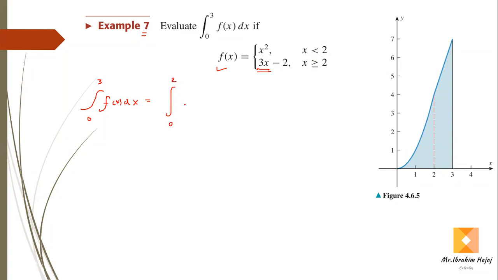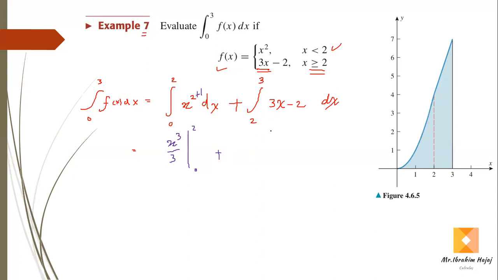So for all values less than 2, we take the first branch, the integral of x squared dx, plus the integral from 2 to 3 of the function after 2, which is 3x minus 2 dx. The integral is x cubed over 3: add 1 to the exponent and divide by the new exponent, which is 3. Evaluate this function from 0 to 2.